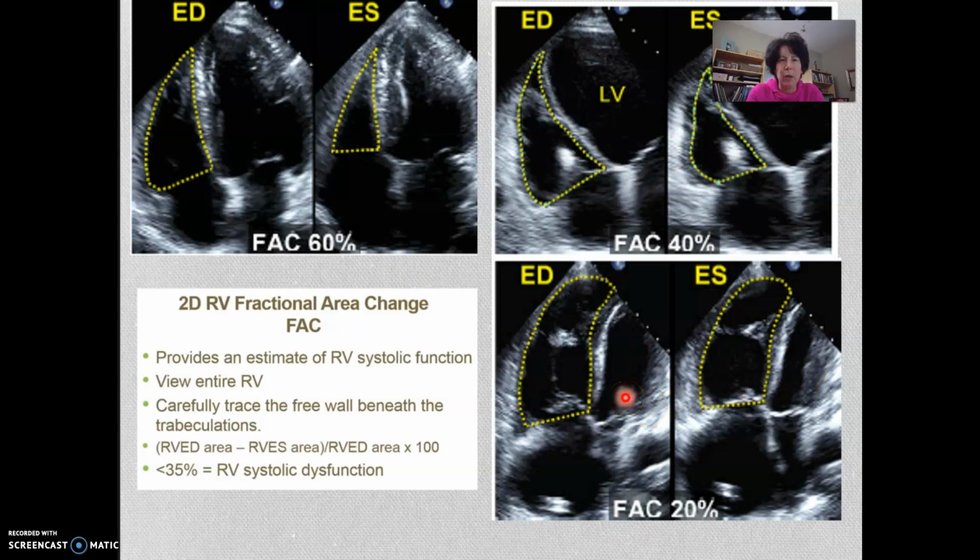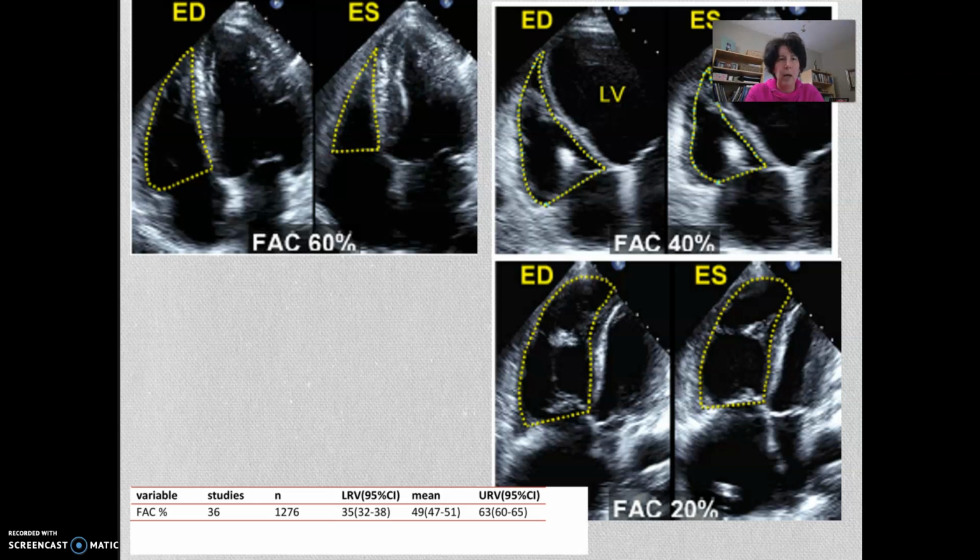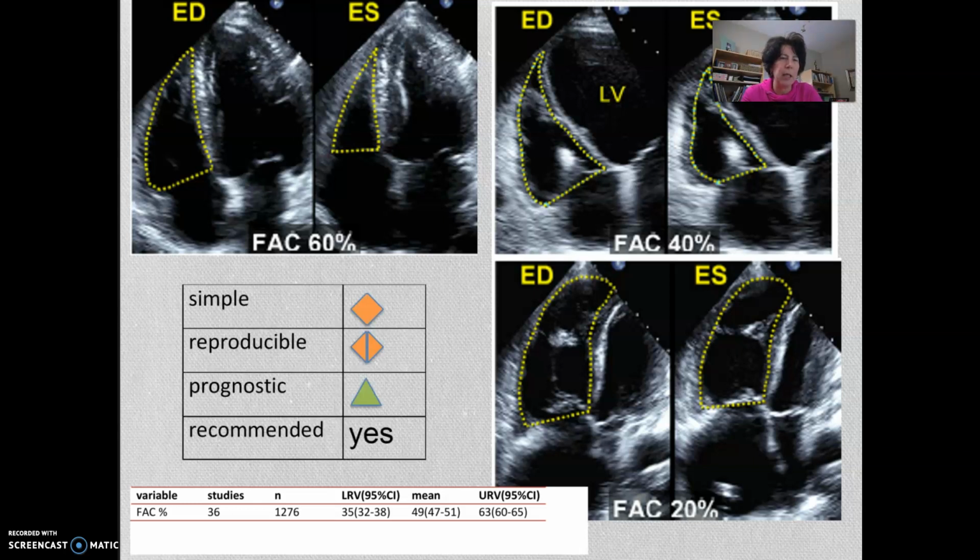The one thing I do want you to eyeball is the shape of this RV. Remember how we said those two sails with the more triangular shape is normal, and when it becomes that big billowing sail, that's an abnormal shape. I wouldn't want you to trace out this fractional area change, but you can eyeball that: that looks pretty normal, and that does not look normal. That's really all we need to do in ventricular ultrasound. It's not really super recommended by the ASE. It's not that simple, not that reproducible. It is prognostic, and I do recommend it, but with the caveat that it has to be an experienced provider.